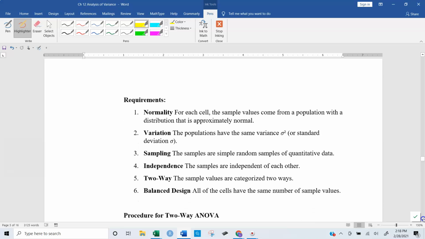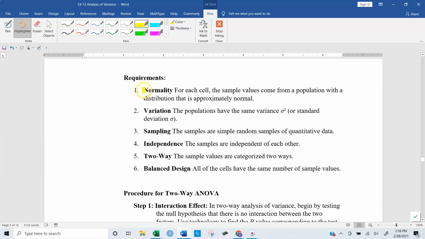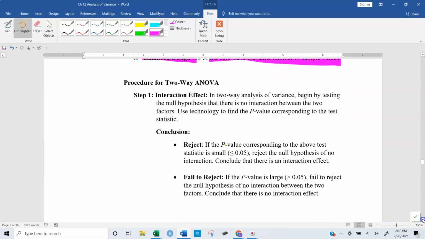Now let's go here. Requirements, these must be met. Normal, so you have to check normality for each cell. You have to type each cell in and check for normal. When you do so, you'll see that they all approximate a line. The variations have to be the same for each cell. Sampling: are there random samples? They have to be independent. They do not affect each other. There has to be a two-way, so we have two categories, which we have. And the last, which is new, is a balanced design. All the cells have to have the same number of values. If they do not, you cannot do this. They have to be balanced for a two-way ANOVA.